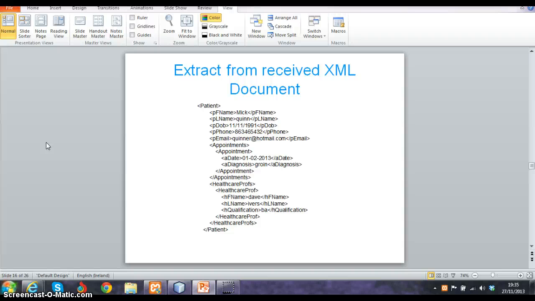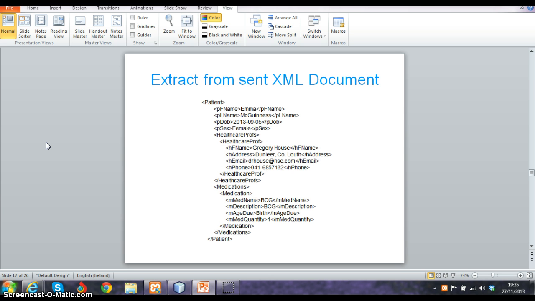So we got this file from another group, and as you can see, we could take in the patients and the healthcare professionals. So we were actually taking information into two tables in our database from this XML file. This is an extract from the sent XML document.